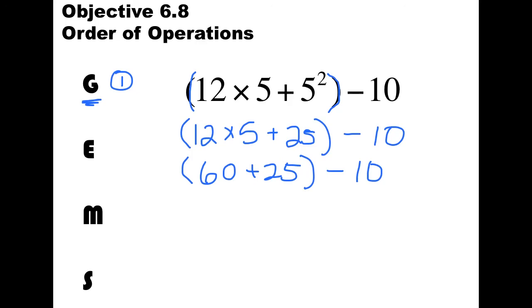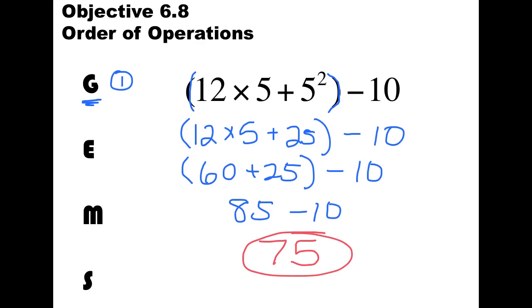In our grouping symbols here, we have addition left, so we don't have any subtraction first. We have addition, so 60 plus 25 is 85 minus 10. What we have left is subtraction, so we just subtract the 10, and our answer comes out to be 75.